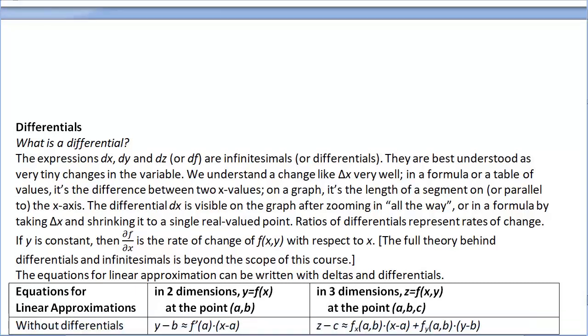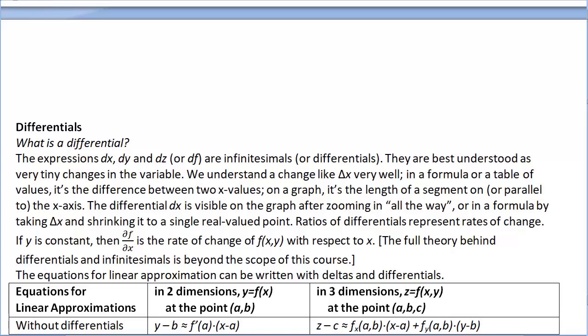Let's take a look. First, let's write these things down without differentials. Without differentials, a linear approximation could look like y minus b is approximately f prime of a times x minus a. That's just one of the forms for the equation of a tangent line. Now we have the 3-dimensional version of linear approximation. z minus c is approximately f sub x, the derivative at the point (a, b), times x minus a, plus f sub y, that derivative at the point (a, b), times y minus b. This is something we talked about recently with linear approximations, but now in 3 dimensions.